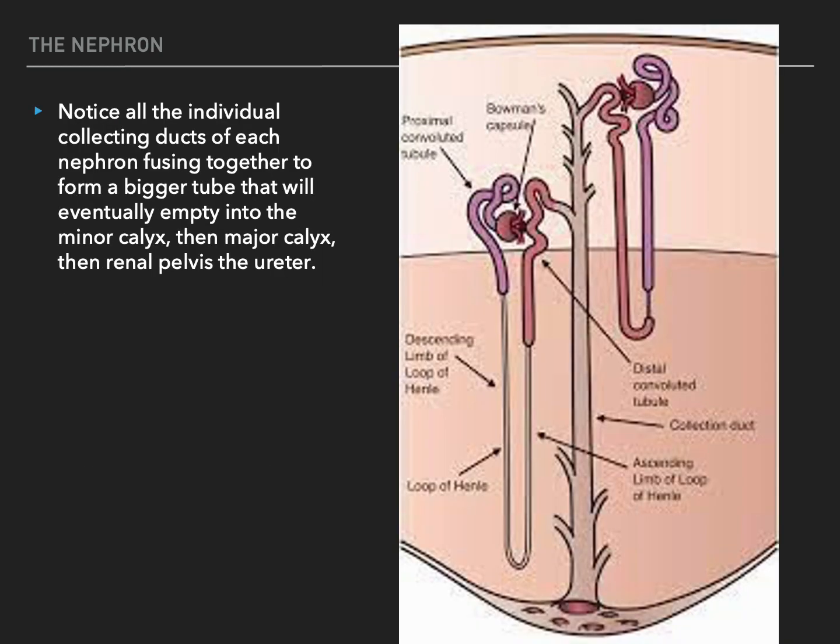This is another view of the collecting duct. Notice all the individual collecting ducts of each nephron fusing together to form a bigger tube that will eventually empty into the minor calyx, the major calyx, and then the renal pelvis, and finally the ureter.